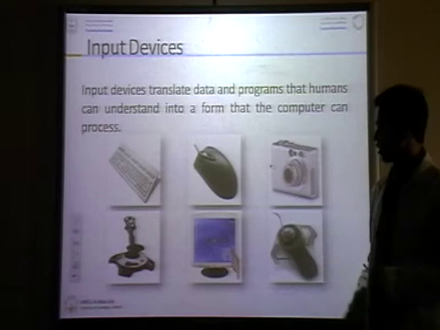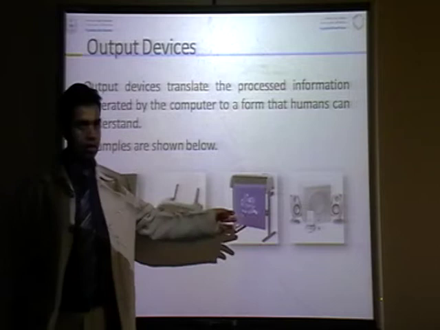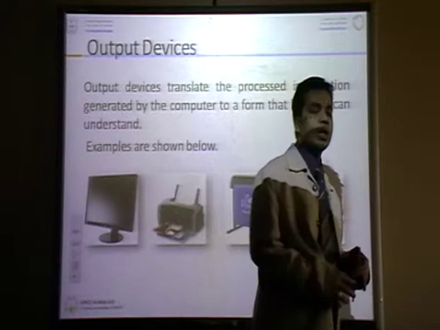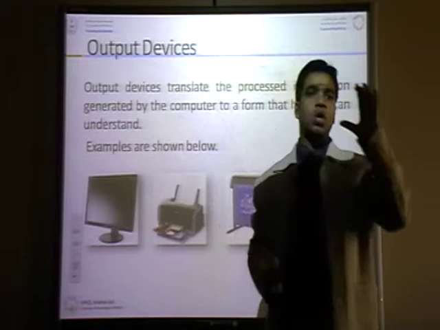What is this? Touch screen. No, this is a simple screen. This is printer. Plotter. And this is speaker. Plotter is used to print pictures. When you go to any shop, you can see big signs written. That is printed by this plotter.